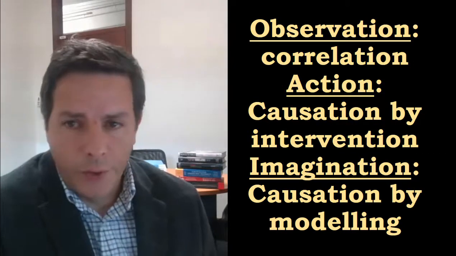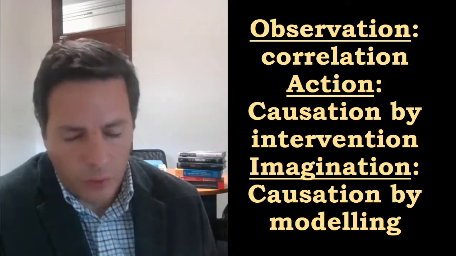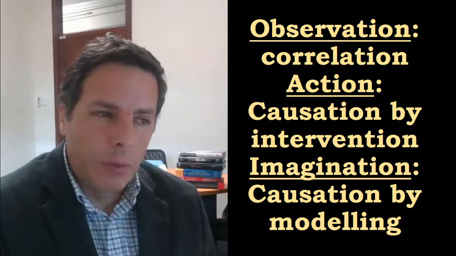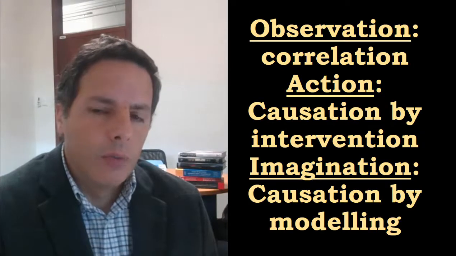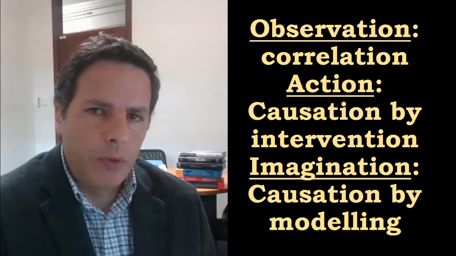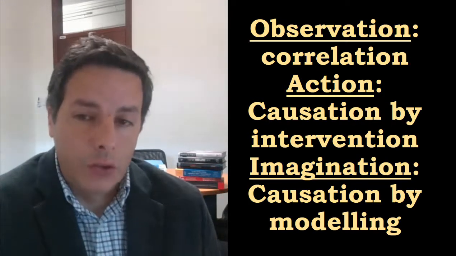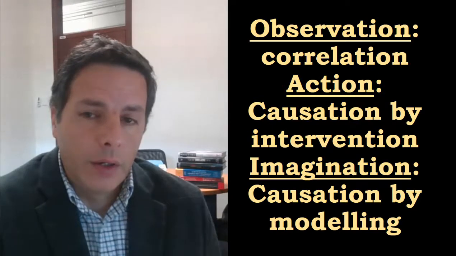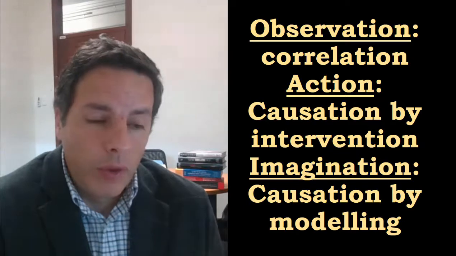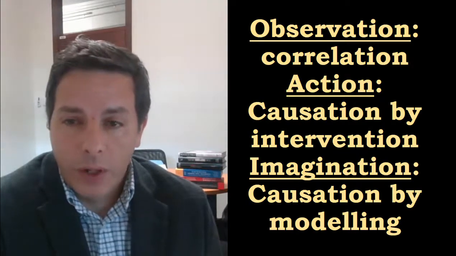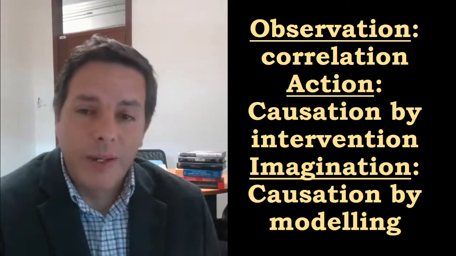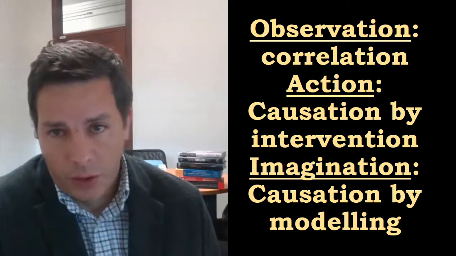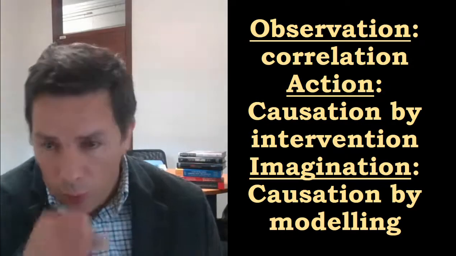So the second rung of the ladder of causation is action. And this is very important because this is to me the key of Judea Pearl's conception of causality. It is an intervention conception of causality. How can we determine whether one variable causes another? Well, the only way we can do it is by making an intervention in one variable and observing the effect on the other variable.